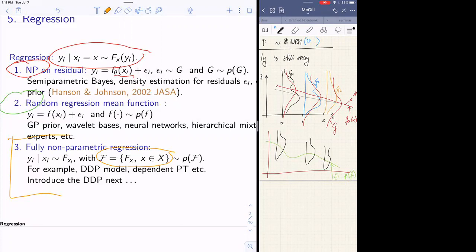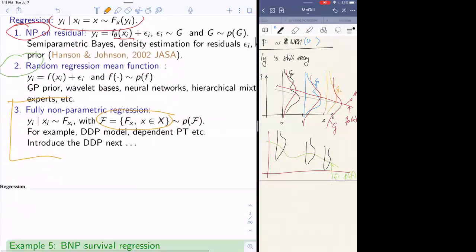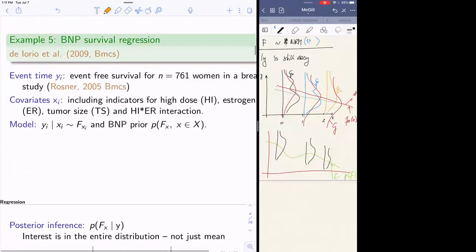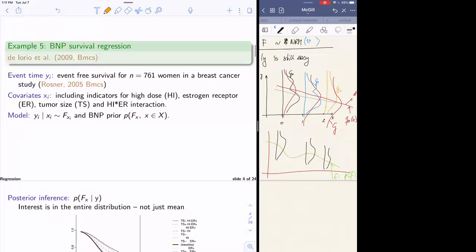Before we go into a construction, the construction will actually be surprisingly simple. Before we go into a construction, maybe one more example. It's actually that example from the title slide only. The outcome Y_i, in this case, is overall survival for some 700 patients in a breast cancer study. Covariates include in particular 3 different covariates: dose, whether these patients are expressing a certain estrogen receptor, and tumor size, and a derived covariate, which is like an interaction of 2 of the other covariates.